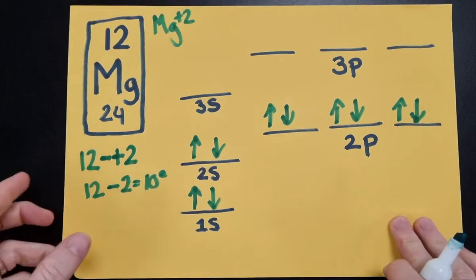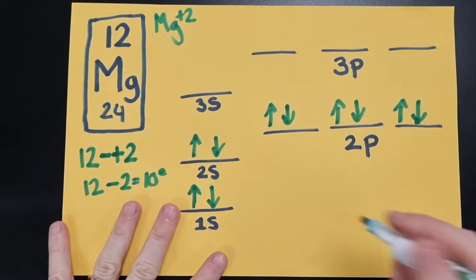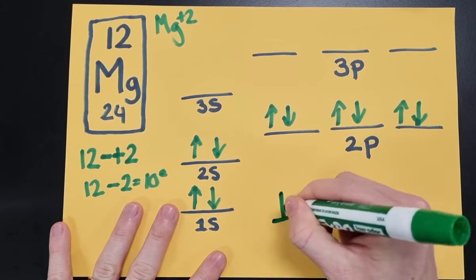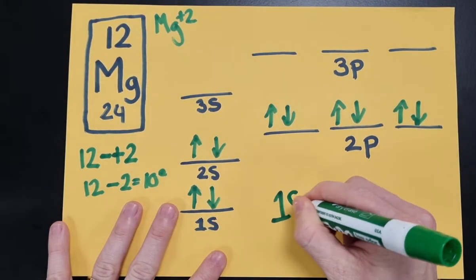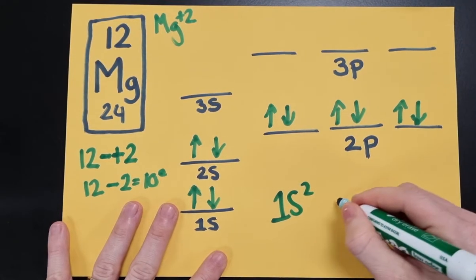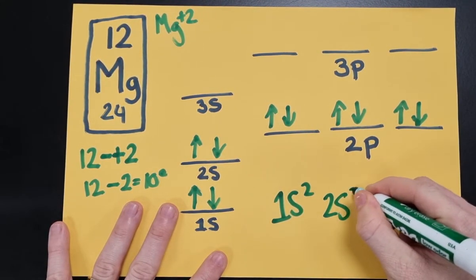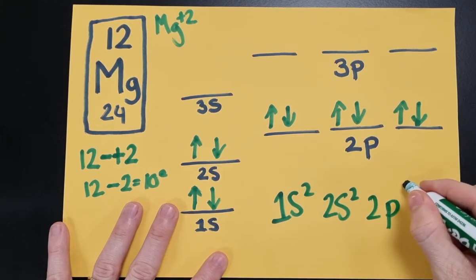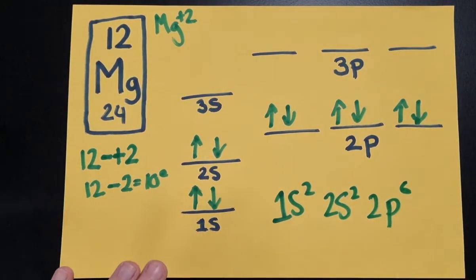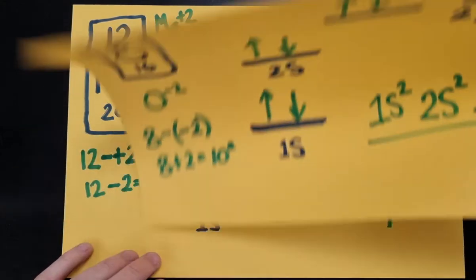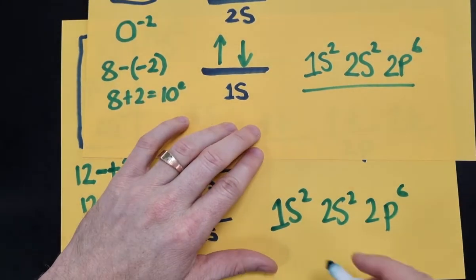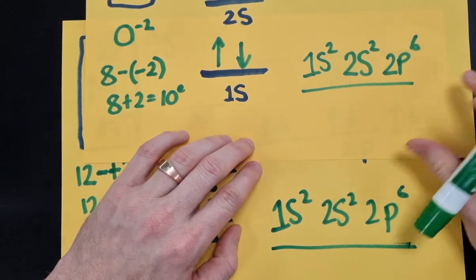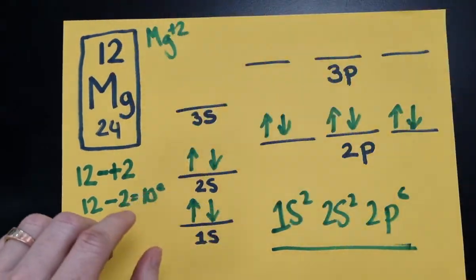Moving on from this one, one more time, we actually have to write down our answer. So writing down our answer again, it would be very similar to the first one: 1s2, 2s2, 2p6. And if we compare that to our oxygen that we just did, you will notice the answers are exactly the same for those 2 ions.